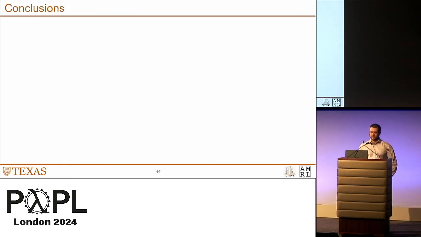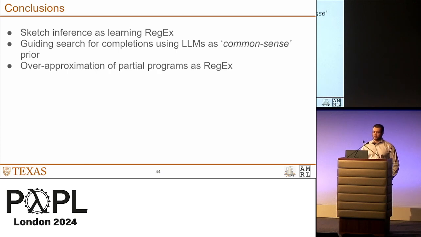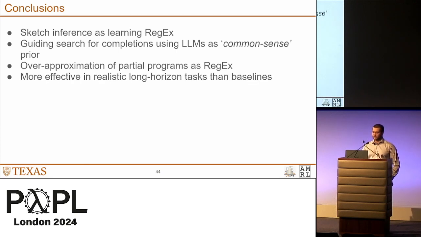To summarize, PROLEX implements a regex-based sketch inference method using an off-the-shelf regex learner. PROLEX utilizes large language models as a common sense prior to complete holes for the sketch. And PROLEX provides a novel over-approximated regex pruning strategy and is more effective in realistic, long-horizon tasks than baselines.